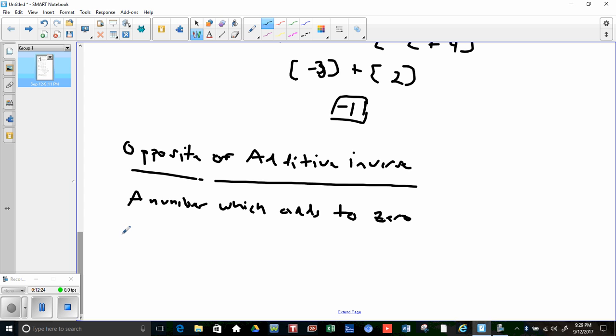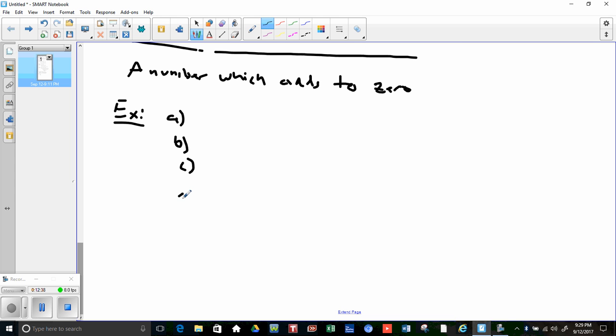So the idea is pretty simple. Probably one of the easier ideas that we do, actually. So I'm going to give you a set of numbers here, and we're going to discuss what the opposite or the additive inverse is of each one of these.